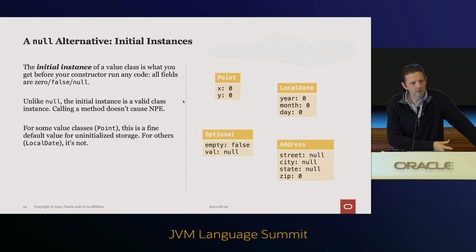Optional is in the first category, where the optional that represents empty is a really good default value. An address where the street and the city and the zip code are all nulls, that's not good. So this needs to be an optional property, is the point.